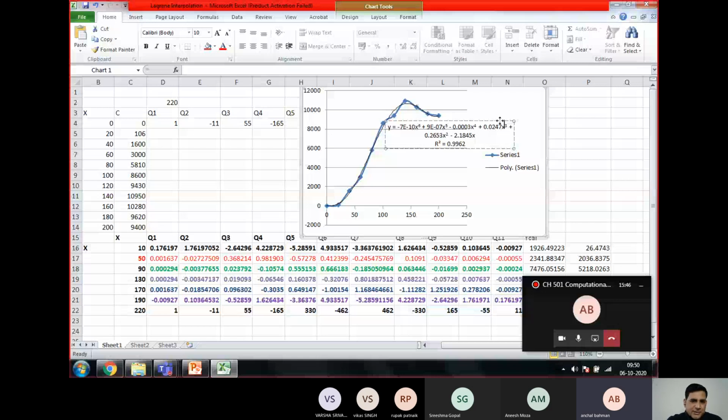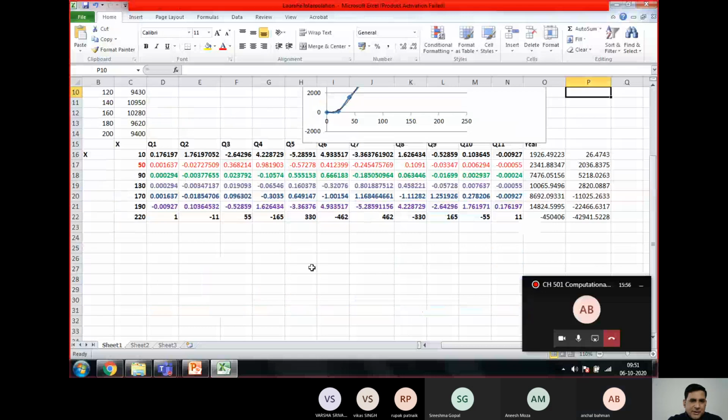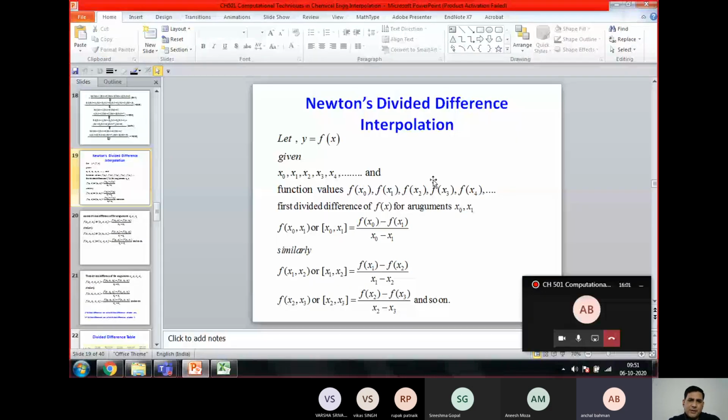So we were here. The next technique is the divided difference one. So what you have to calculate here is the divided difference in that way. Let's say you have function values at x naught and x1. So your first divided difference would be calculated.